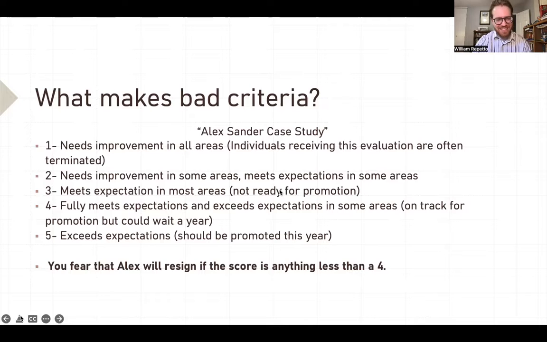And so I'll break down what makes this bad criteria. First, these are kind of arbitrary: should be promoted this year, on track but could wait a year, and not ready for promotion at all. These don't make a lot of sense as far as what they're trying to accomplish. And this goes all the way down to 1, where it says individuals receiving this evaluation are often terminated. Well, why not make that 0, right? Why is someone getting any points if they're going to get fired? And so these are a little bit arbitrary as far as what the evaluation can mean and what it's shooting for.